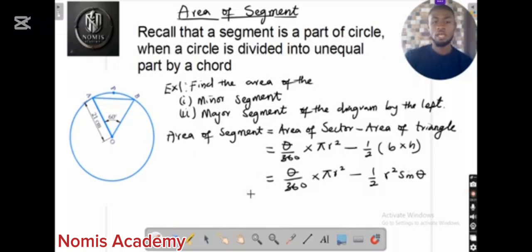So let's take on the example given to us. Given that the value of theta is 60 for the minor segment, let's give the parameters for the minor segment. We could see that theta is 60 degrees, r is 21 centimeters. I think that is all we need to calculate this. So let us move into the next page to calculate the area of the minor segment.